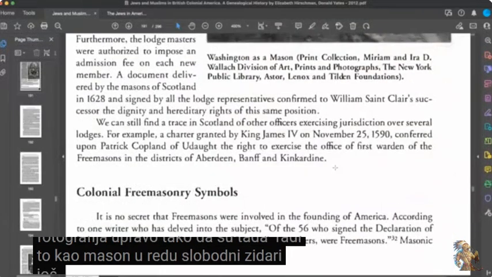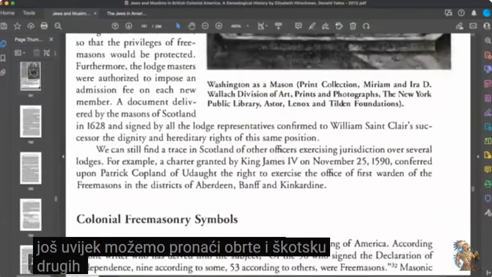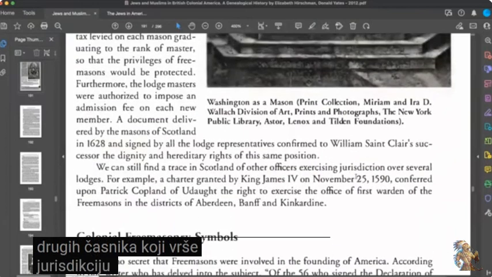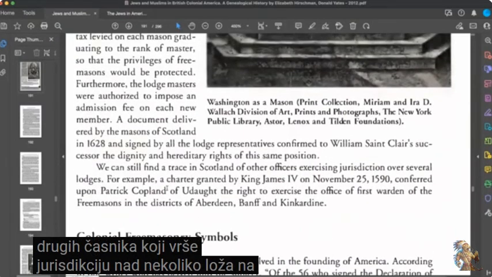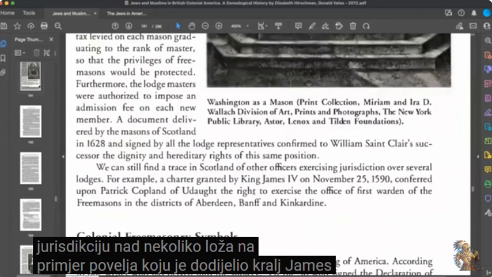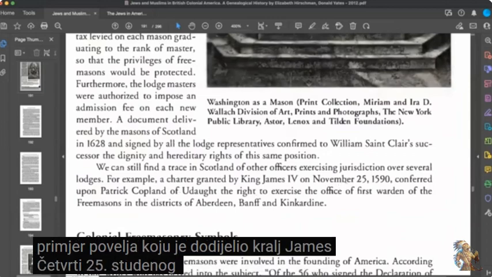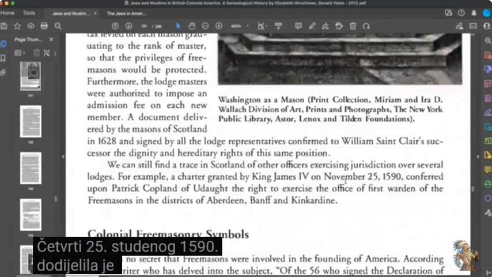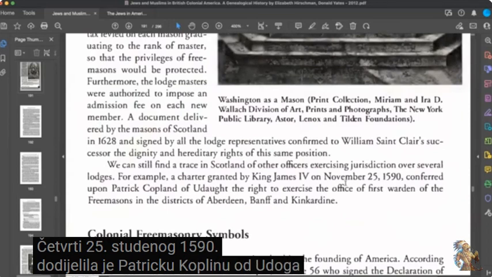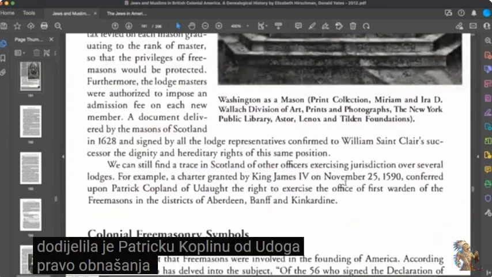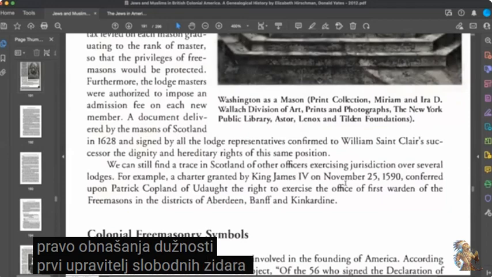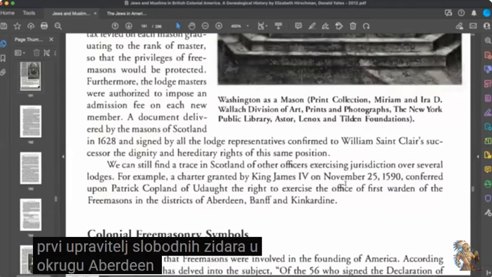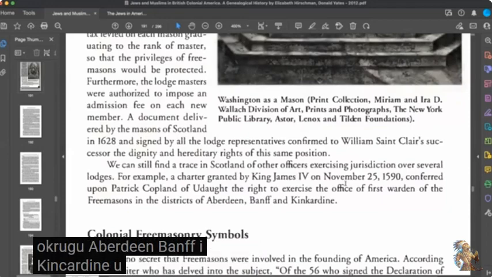Freemasons. We can still find a trace in Scotland of other officers exercising jurisdiction over several lodges. For example, a charter granted by King James IV on November 25, 1590, conferred upon Patrick Copland of Udog the right to exercise the office of First Warden of the Freemasons in the district of Aberdeen, Banff, and Kincardine.